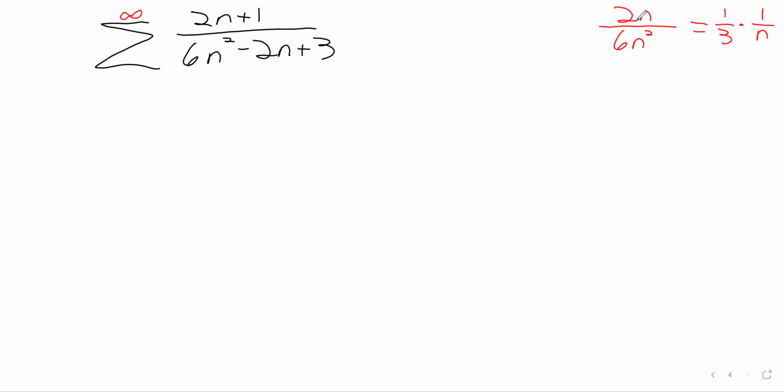The harmonic series diverges. This 1/3 isn't really hurting anything. It's not really doing anything. 1/3 of infinity is infinity. So we think it looks like the harmonic series, and the harmonic series diverges.